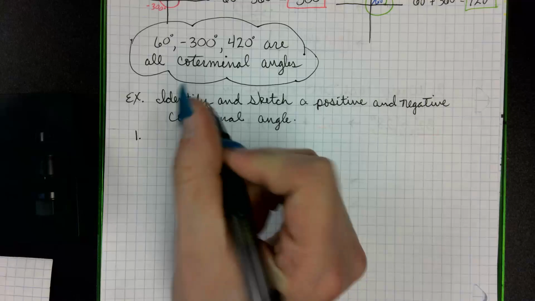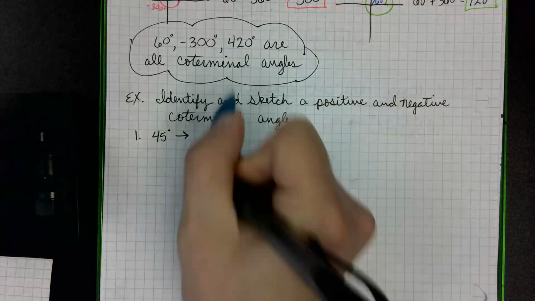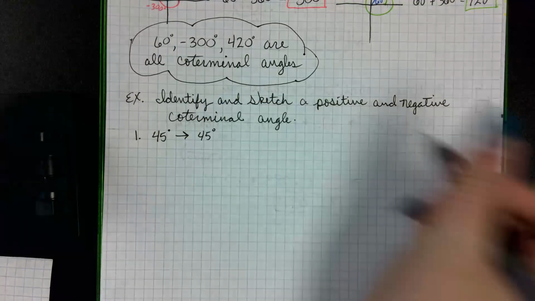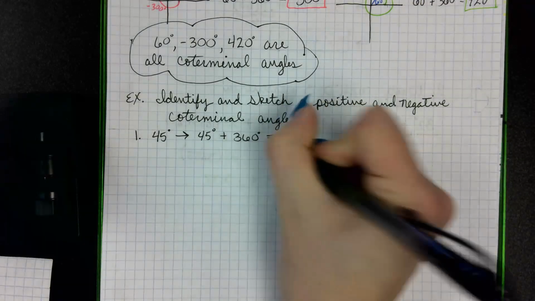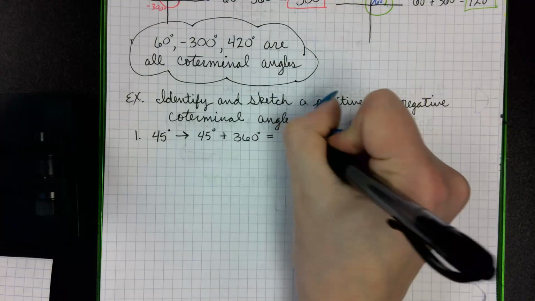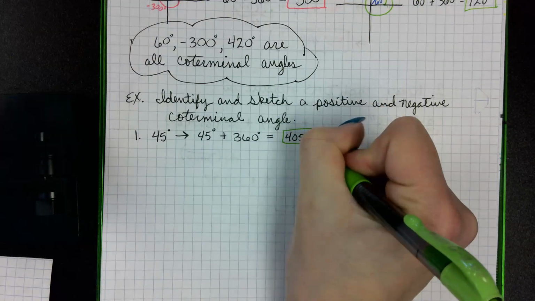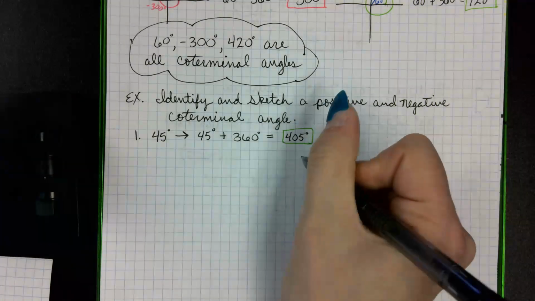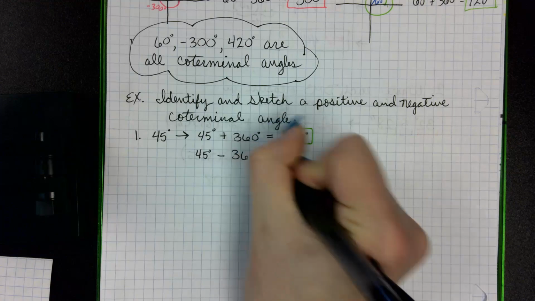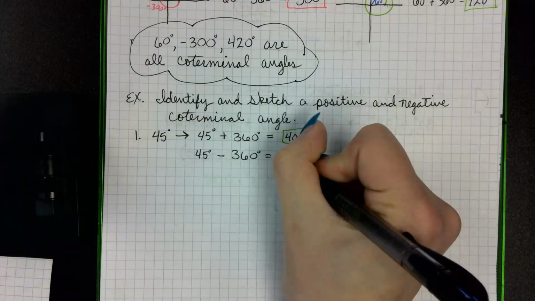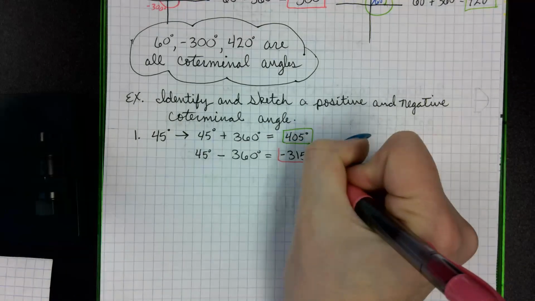So the first example is if you're given 45 degrees. 45 degrees is where you're starting. If you add one time around the circle, 360 degrees, that equals 405 degrees. So that is a positive coterminal angle with 45. And if I did 45 degrees and subtracted 360 degrees, then I get negative 315. And that's a negative coterminal angle.